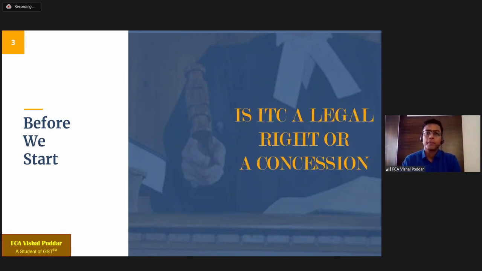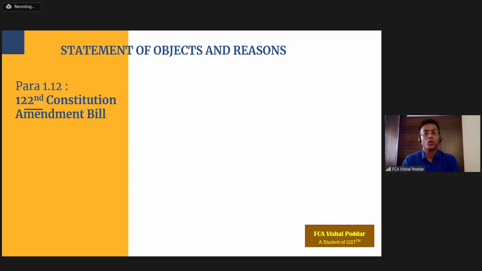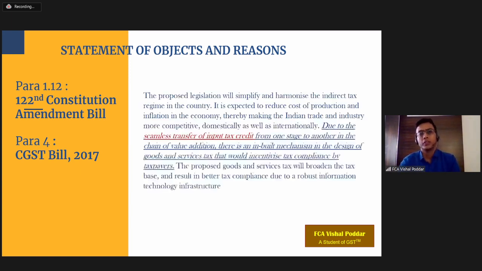Now, the most important part when we are fighting for the ITC is whether ITC is our legal right, whether it is our constitutional right, or whether it is merely a benefit or concession given by the parliament and by the law. To understand this, let us go to the statement of objects and reasons. When the GST law was introduced, the 122nd Constitution Amendment Bill and also the GST bill, the statement of objects and reasons of both bills very elaboratively clarified that the basic purpose of GST is to remove the cascading effect, and this could be achieved by a seamless flow of the input tax credit.